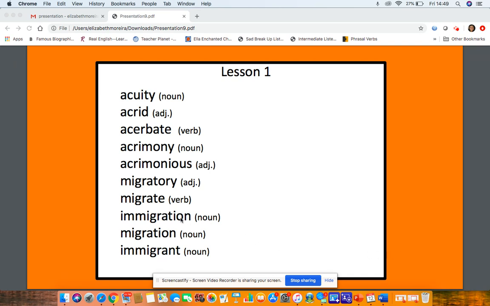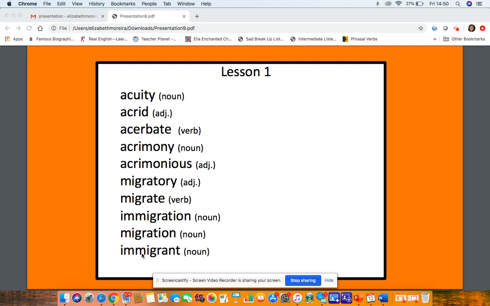Migration, the eighth word, is a noun, and it talks about the process or action of moving to a new country to settle down in and make it a new home. Migration is a noun, and it means the movement of people or animals from one area to the other.